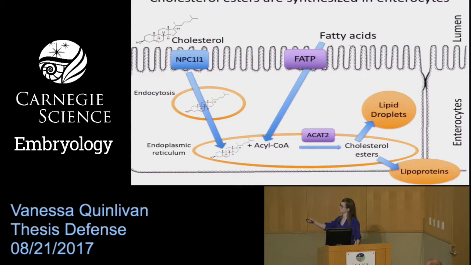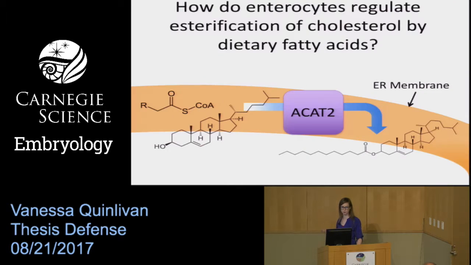So cholesterol is absorbed into enterocytes through the NPC1L1 transporter. Fatty acids have their own transporters, or some of them can actually just diffuse through the enterocyte membrane. Both of these molecules go to the endoplasmic reticulum, where they encounter the enzyme ACAT2, which combines them to make a cholesterol ester, which is a nonpolar neutral lipid storage molecule. And these can end up in lipid droplets, or they can be exported throughout the rest of the body in lipoproteins. So one major question in the field is how enterocytes regulate esterification of cholesterol.